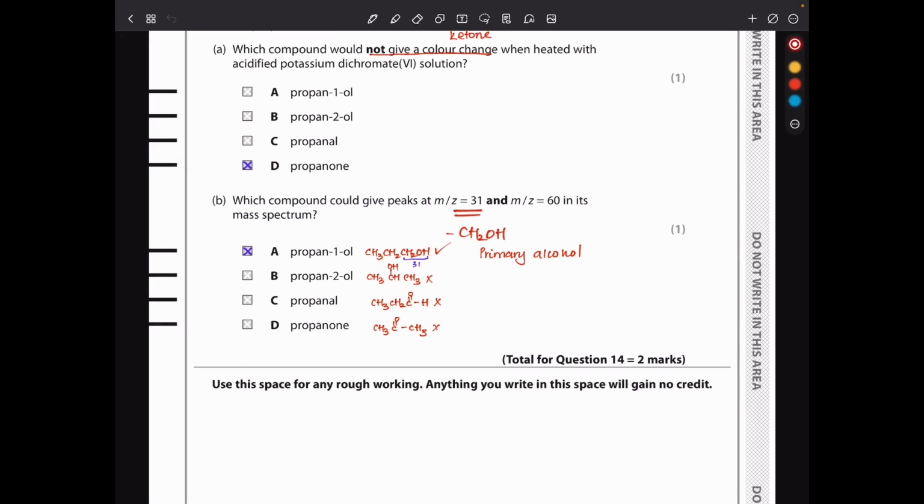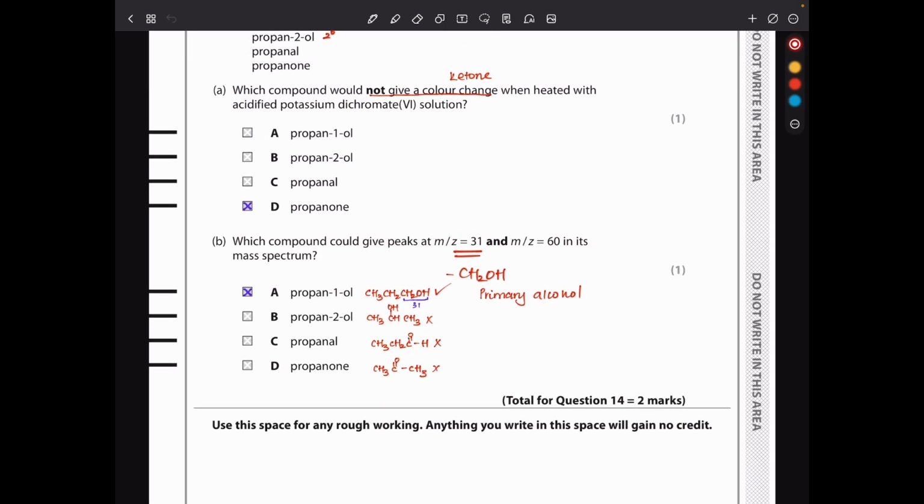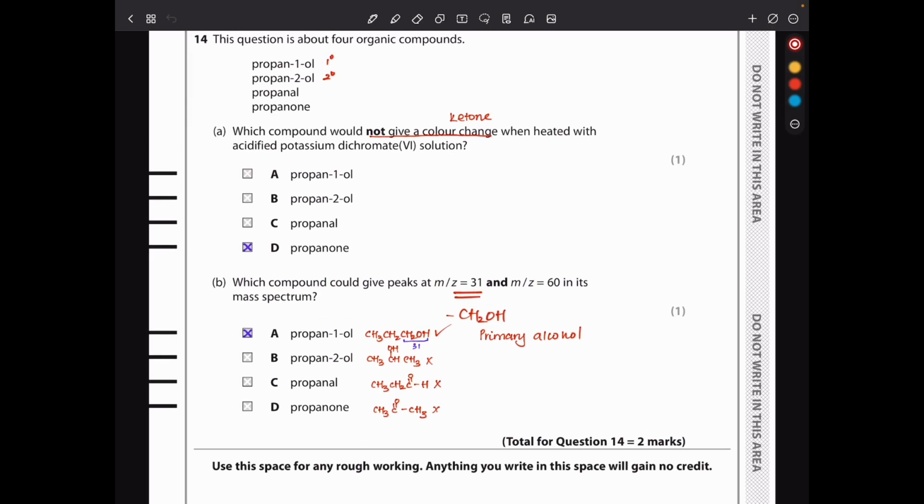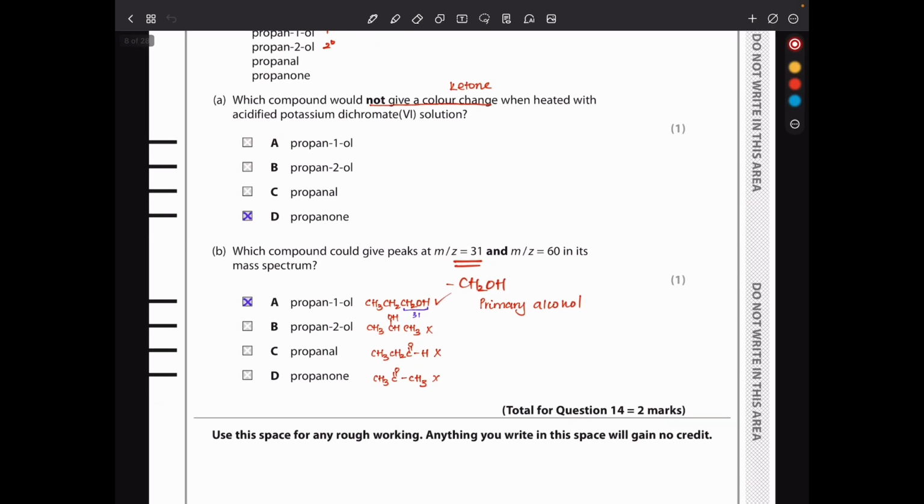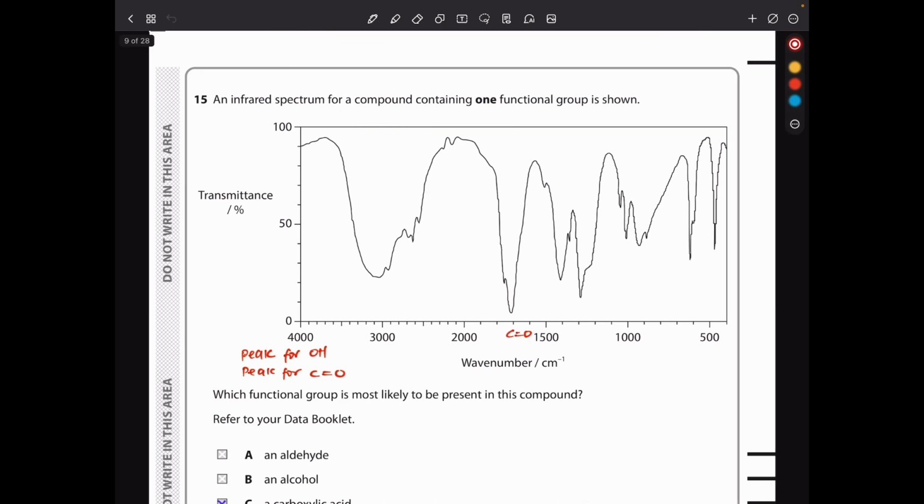Next, which compound could give a peak at mass to charge 31 and mass to charge 60? When we see mass to charge 31, always remember CH2OH. This is usually a primary alcohol. So among these, this is the only primary alcohol. And if you consider the mass to charge, of course, we will see one at 60. So the answer is going to be A.